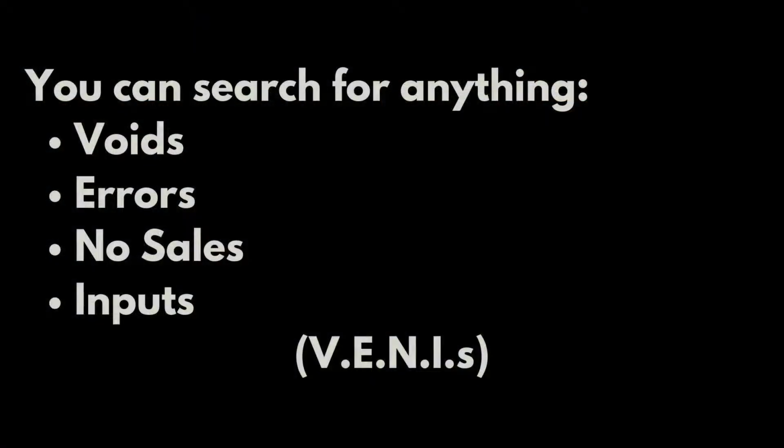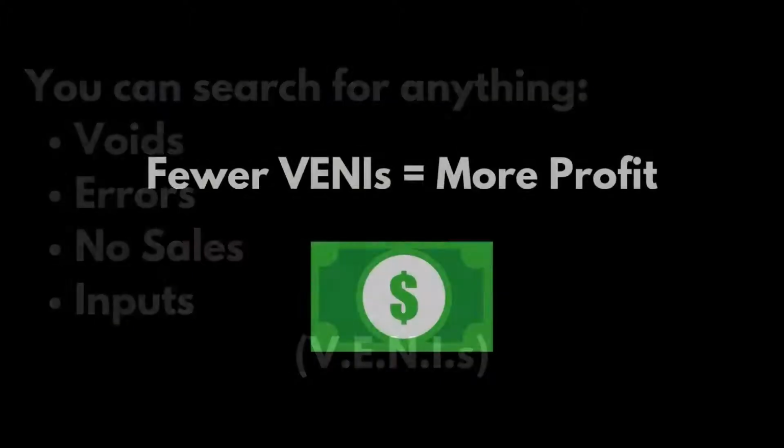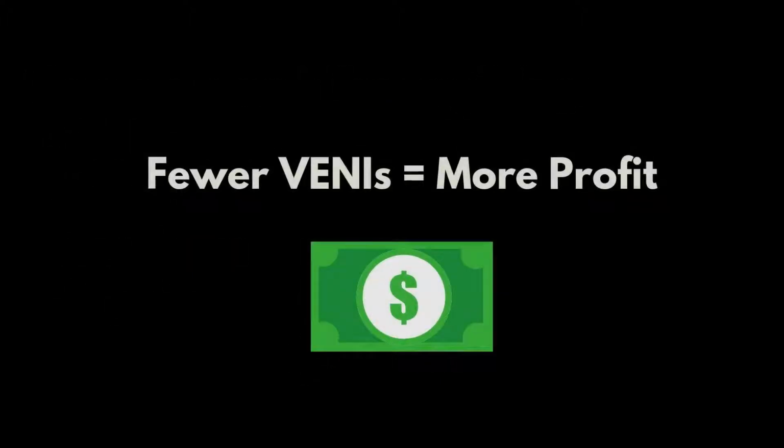Now, you can search for anything, be it voids, errors, no sales, or inputs. We like to refer to these four categories as VINIs, and these are probably the most searched for things by managers. What we found is that the fewer VINIs that you have, the more profit that you're going to have. You know, the more efficiency at your cashier position, so on and so forth.